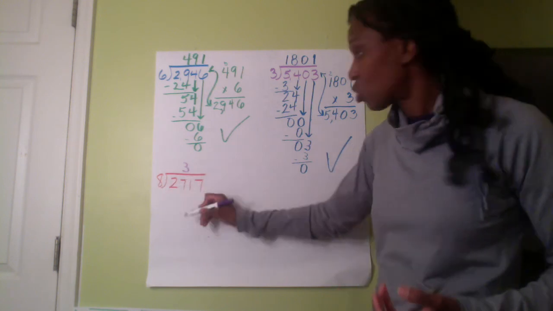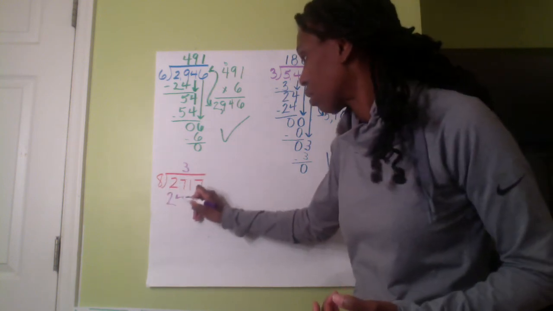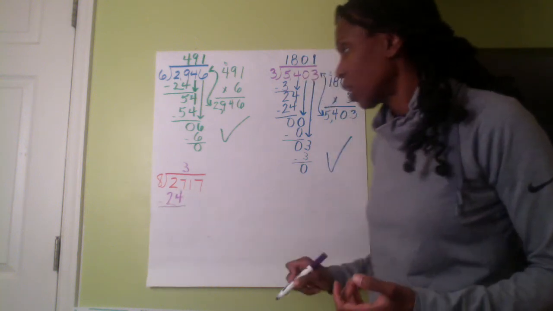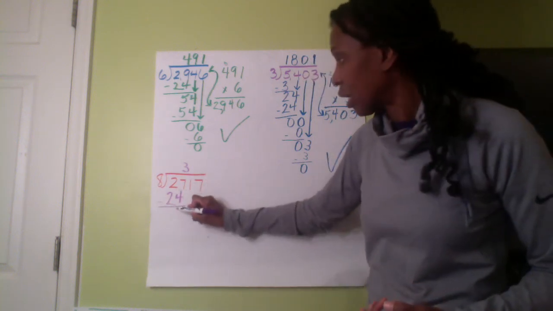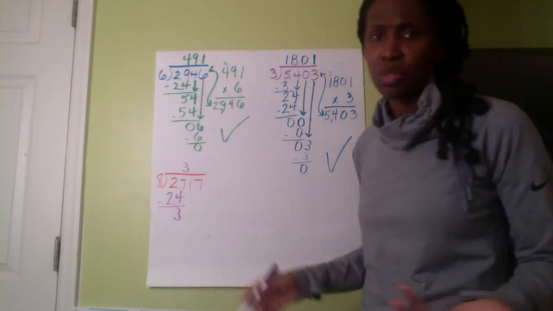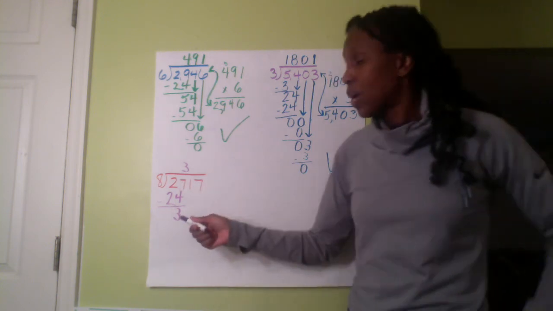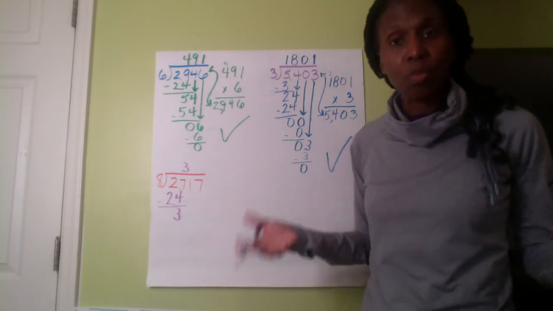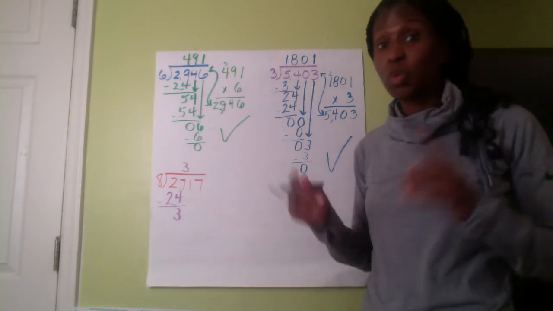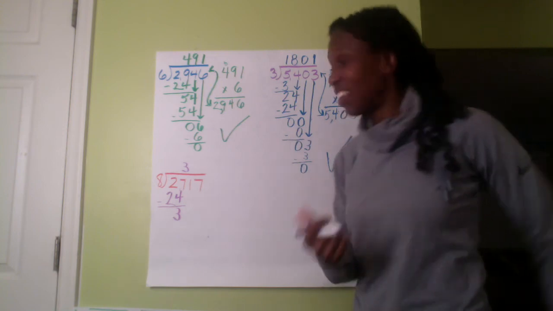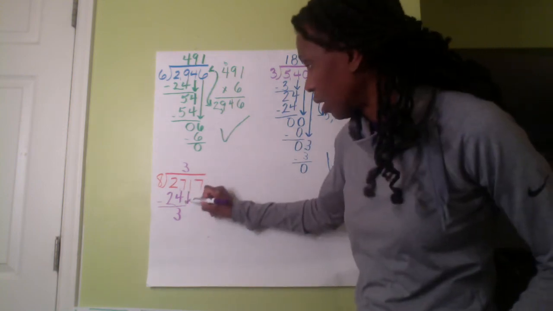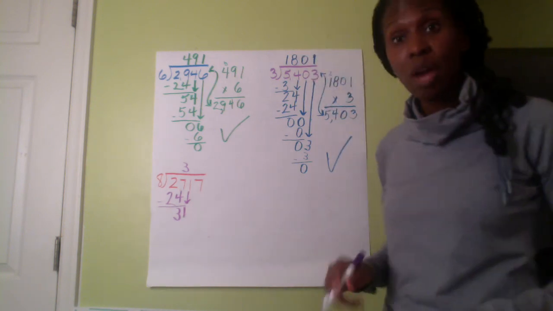3 times 8 is 24. After I multiply, I have to subtract. All right, 7 minus 4 is 3. And then, of course, 2 minus 2 is 0. Now that I've subtracted, I'm going to compare. Is 3 less than 8? Well, of course it is. So we picked the right number. So the next step is to bring it down. And the next digit is the 1. Okay. All right. So now we repeat.